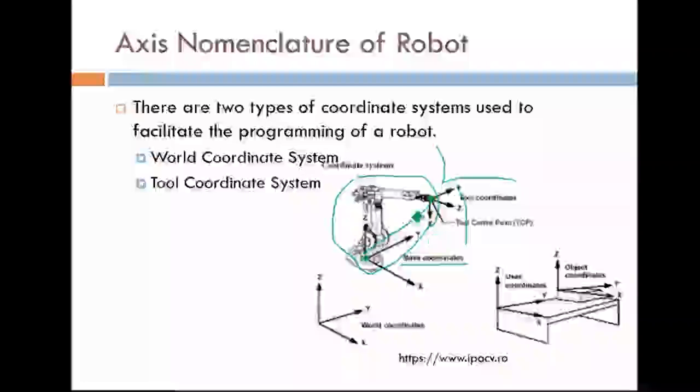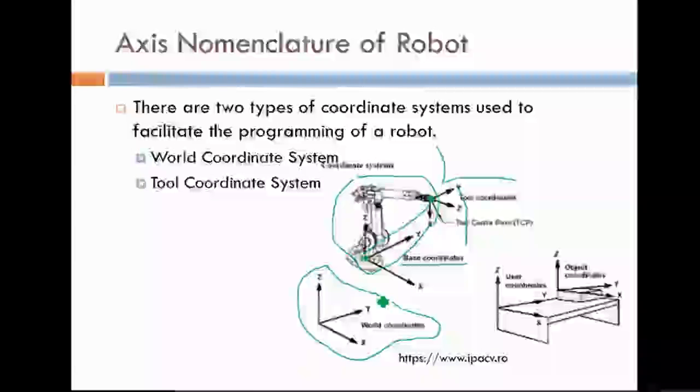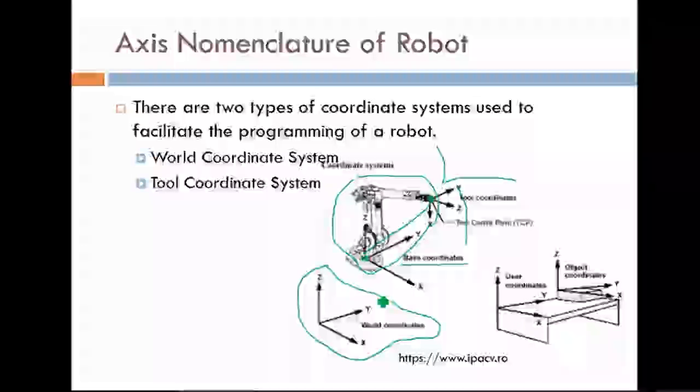In this condition, the world coordinate system is apart from the robot. It is fixed at any one point of the whole system of the robot, or one point of our assembly or our industry.